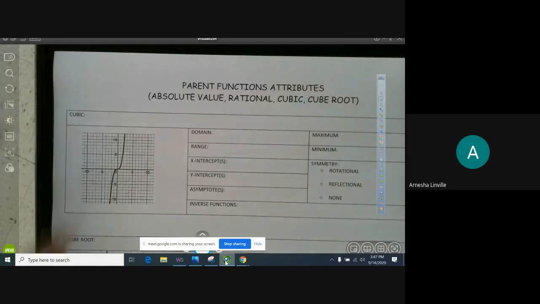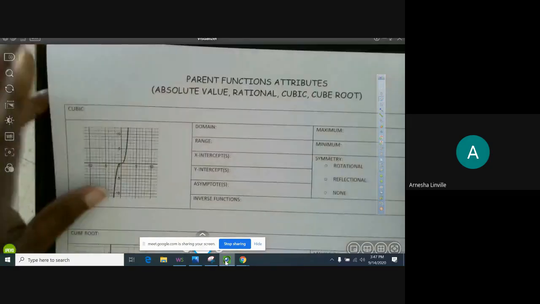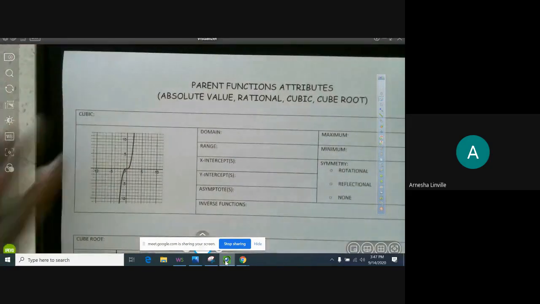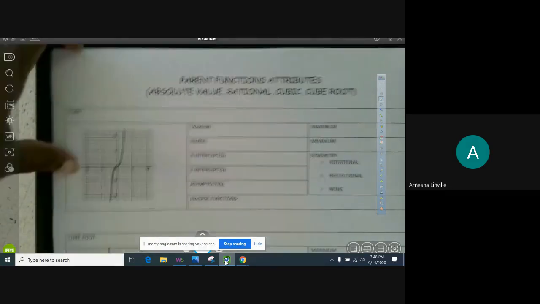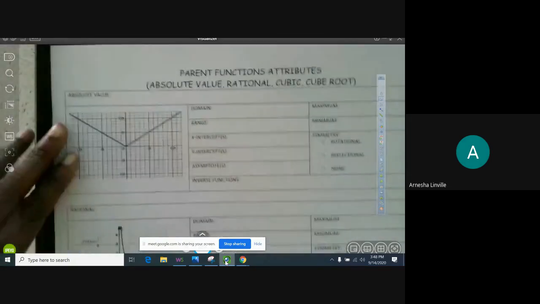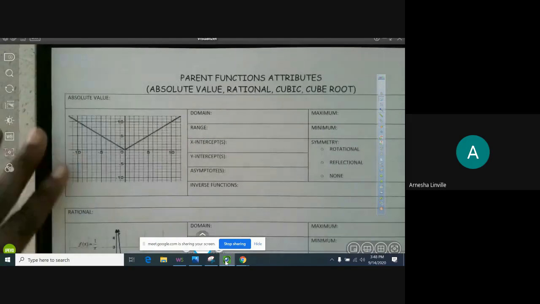Okay, so this is day 2 of parent functions. We are going to be talking about 4 specific parent functions. And those parent functions are going to be cubic, absolute value, rational, and cube root. So actually, I'm going to start with the absolute value. That's the order of the slide.